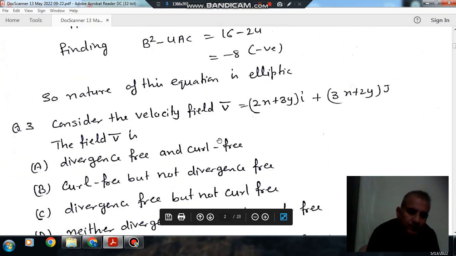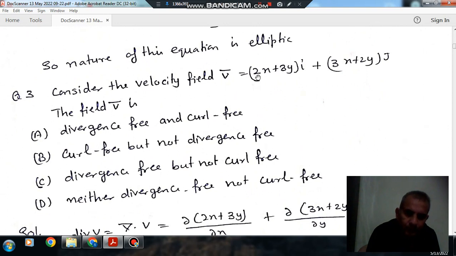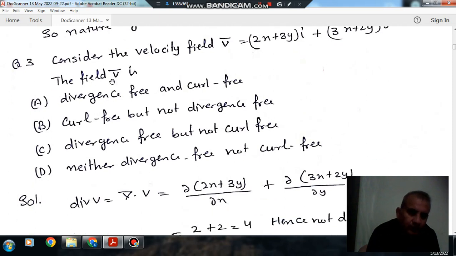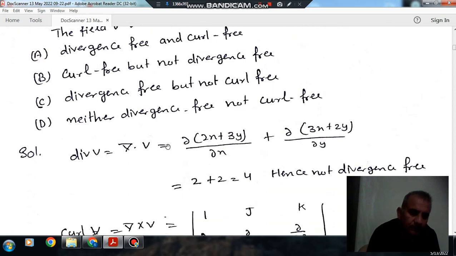Okay. Next, consider the velocity field V = (2x + 3y) i + (3x + 2y) j. The field V is option A divergence free and curl free, option B curl free but not divergence free, C divergence free but not curl free, D neither divergence free nor curl free.